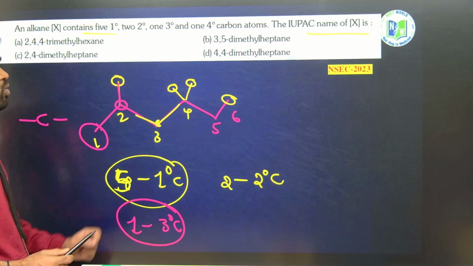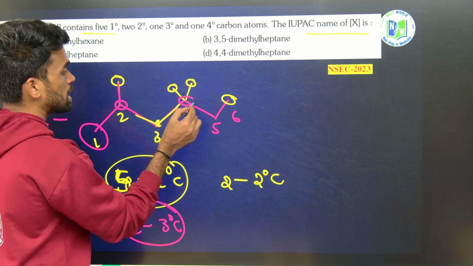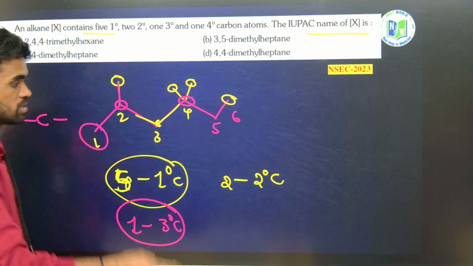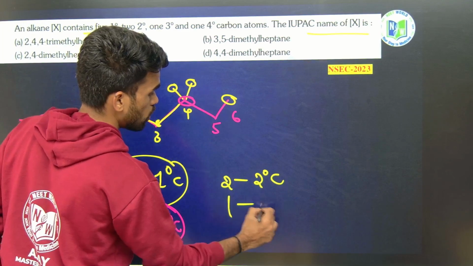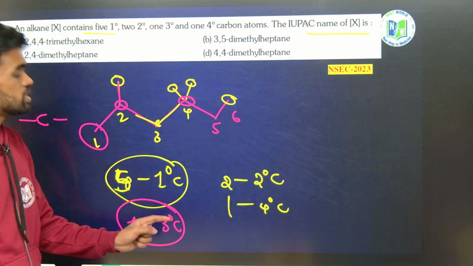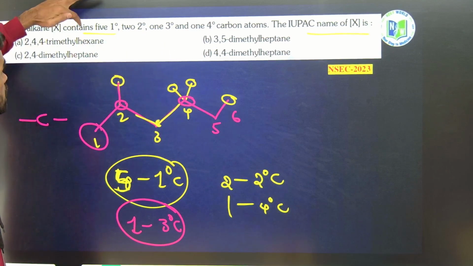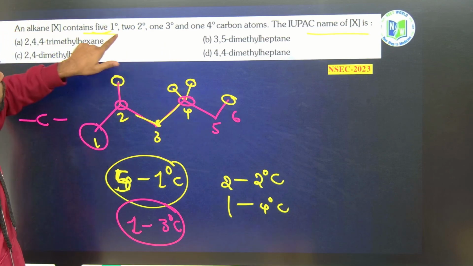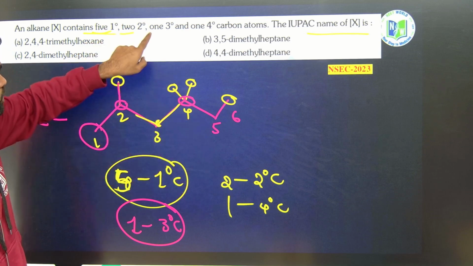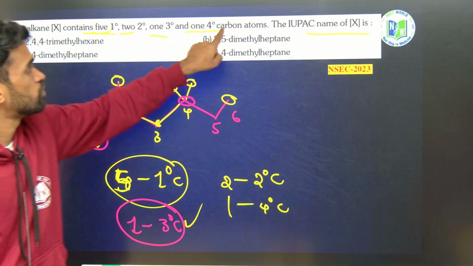Next, what about quaternary? See, this carbon is a quaternary carbon, it is surrounded by 4 carbons. So I can say one quaternary, 4 degree carbon is there. So this is the requirement in the question they have provided. So 5 1 degree, yes, 2 degree, yes, 1 3 degree, yes, and 1 4 degree, yes.